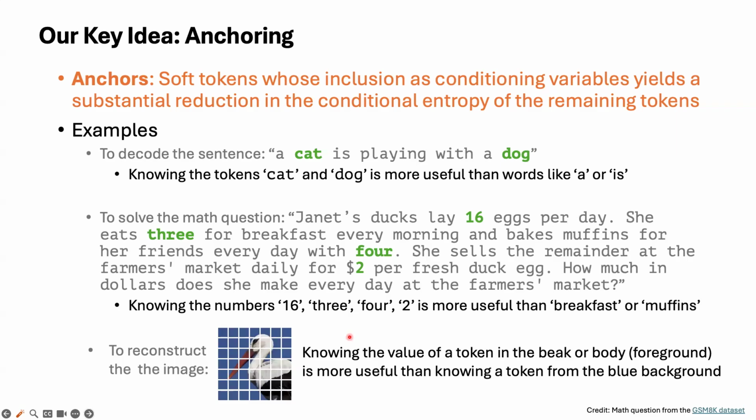Or in the image setting. Now we have explicitly seen the tokens here. If you are revealed a few of these background tokens, intuitively it seems less useful than if I give you some of the foreground tokens. So even a few of them is going to help decode the rest. So these are what anchors are.